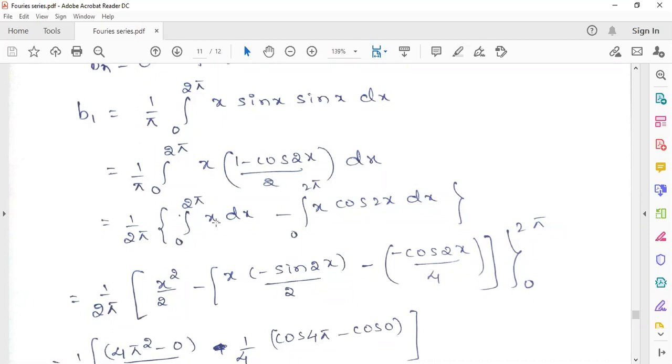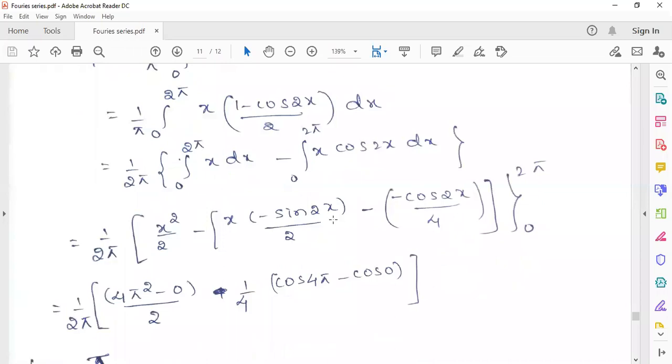Integration of the first one is x square by 2, and here you have to apply Bernoulli's rule of integration. x into integration of cos 2x, which is sin 2x by 2, minus derivative of x, which is 1, into integration of sin 2x by 2, which becomes minus cos 2x by 4. If you apply the upper and lower limits, the term x sin 2x by 2 will vanish. So you just have to apply the limits for the first and third terms.